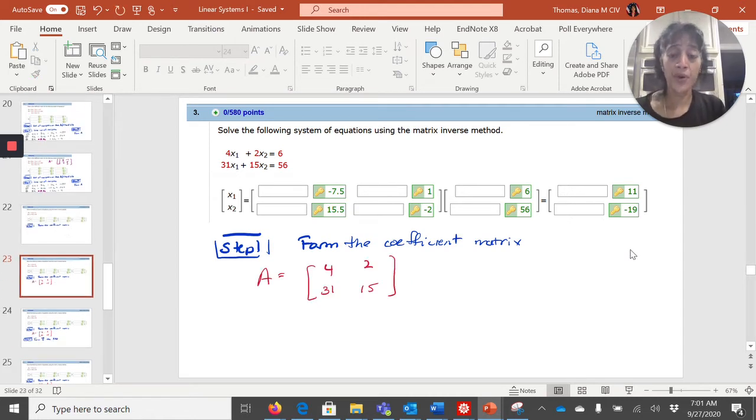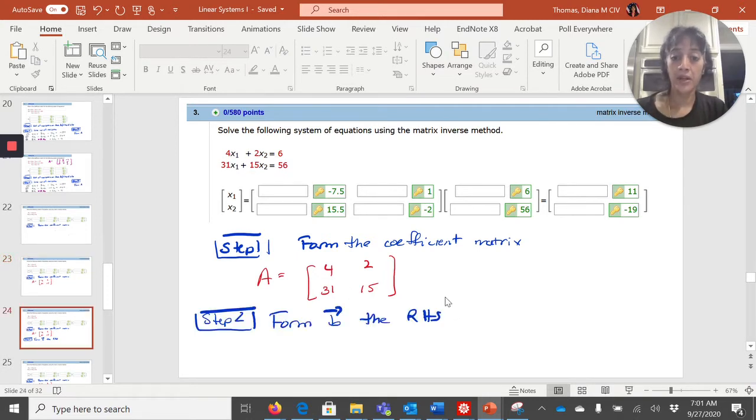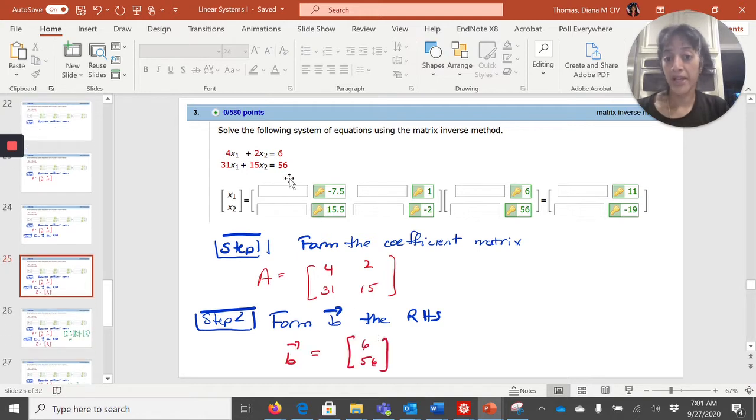So first you form the coefficient matrix. There's no messed up equations here that you have to simplify first. So the coefficients are just 4, 2, 31, 15. Yours will be different than mine. Then I form what's called the right-hand side vector, which is 6, 56. It's this part right here.